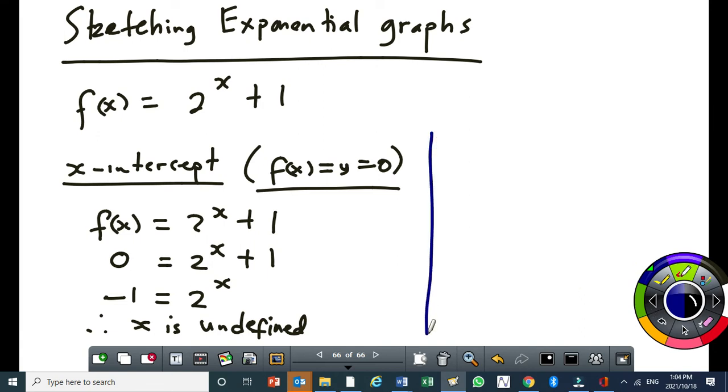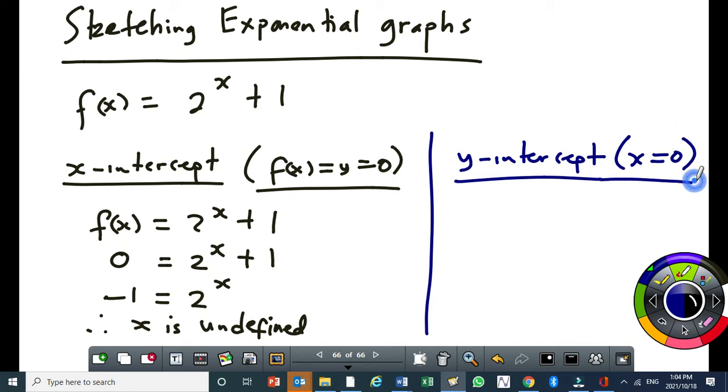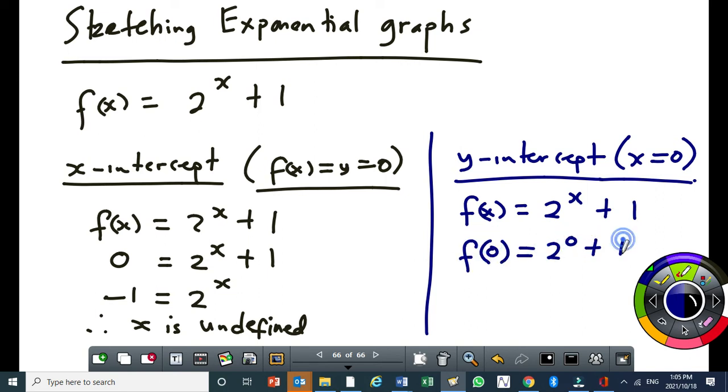Then the y-intercept. You get the y-intercept when x is 0. So f of x equals 2 to the power of x plus 1. Where there is x, you put 0 there. That will give you 1 plus 1, and then you get a 2. So the y-intercept is going to be 2.